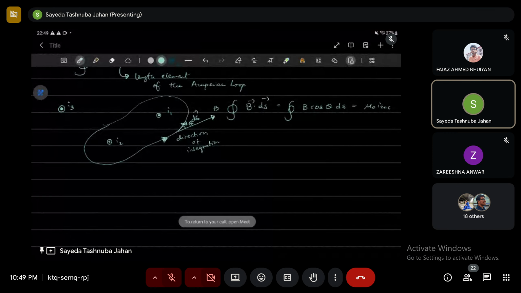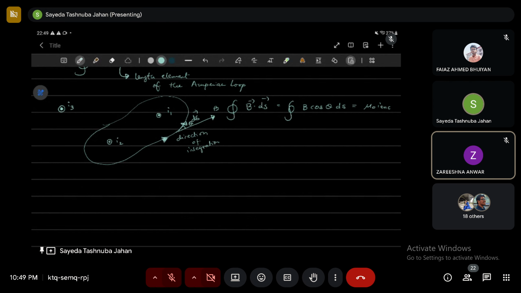So were you able to see the diagram, everyone? Yes, miss. Okay, good. Okay, so let's get back to the discussion.